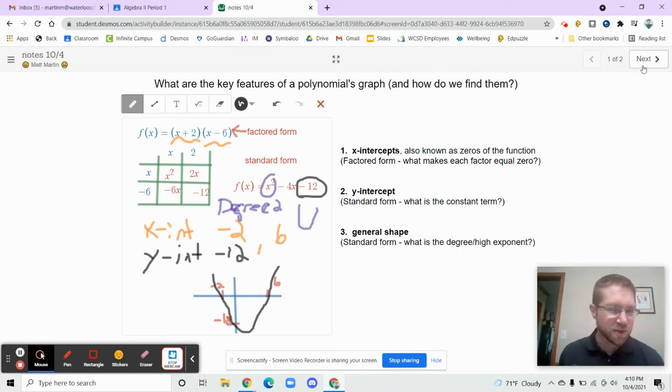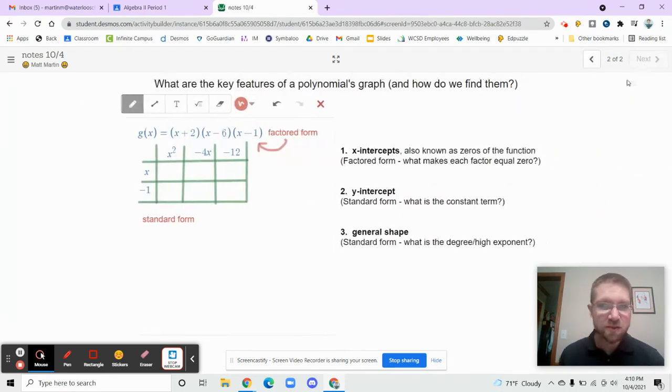Okay, let's try it again, but with a slightly more complicated function. This one, g of x equals x plus 2 times x minus 6 times x minus 1. Now, if some of that looks familiar, it's because I planned it that way. These two terms, x plus 2 times x minus 6, that's what we had in our first polynomial on the previous page. So I already know what happens when I multiply those two together.